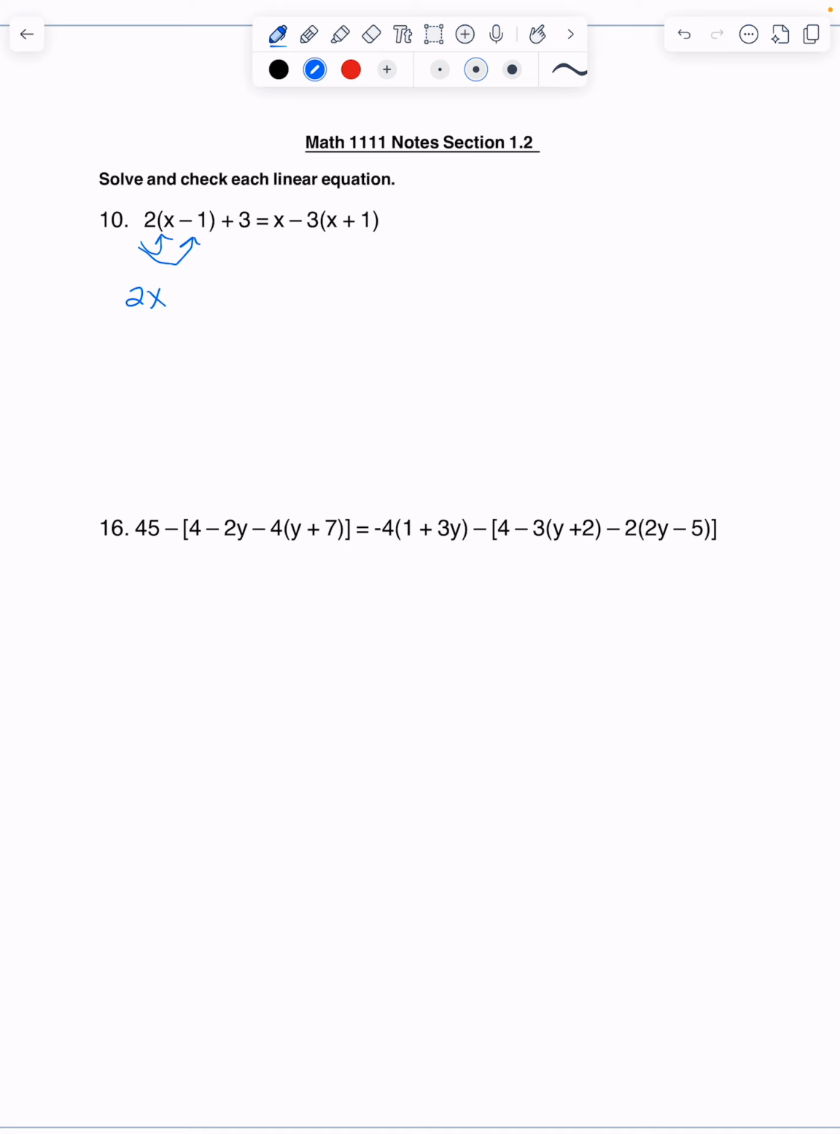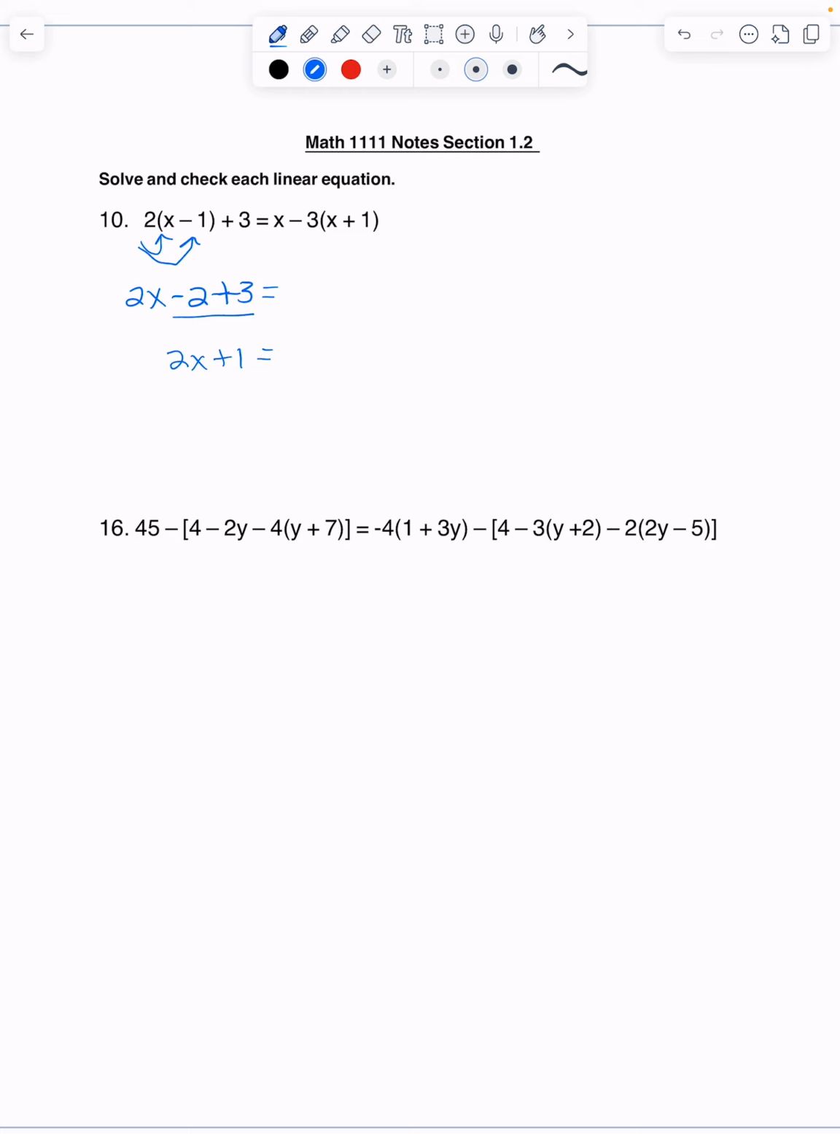2 times a negative 1 is negative 2. I still have a positive 3 on that side. So let me add my like terms. I'm going to add negative 2 and positive 3. And that's going to give me a positive 1. Now I'm going to concentrate on the right side.